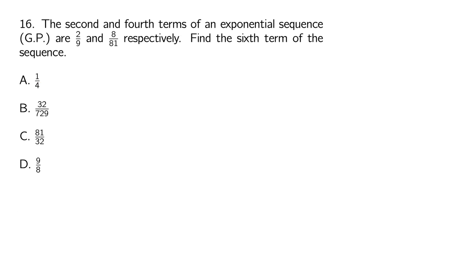The second and fourth terms of an exponential sequence, or GP. Exponential sequence is also geometric progression. That's where GP comes from. So geometric progression. Okay, so the second and fourth terms are 2 9ths and 8 over 81. Find the sixth term of the sequence.